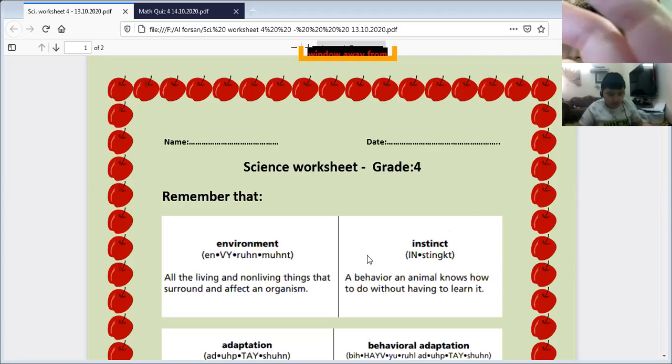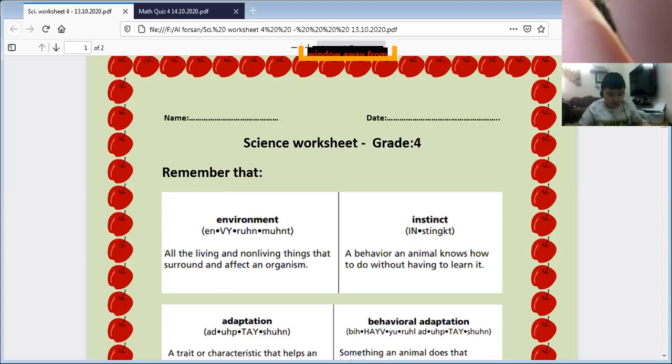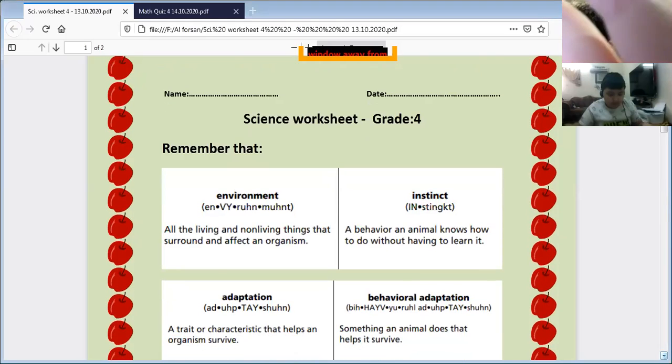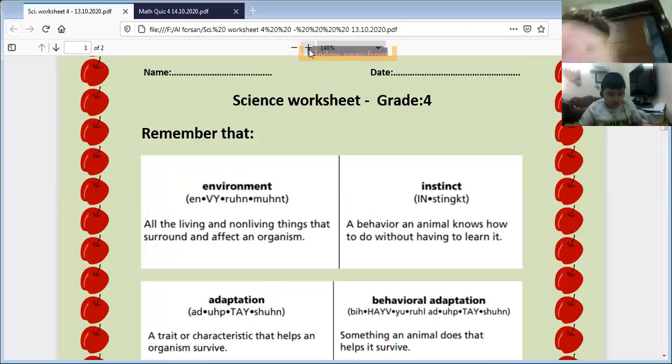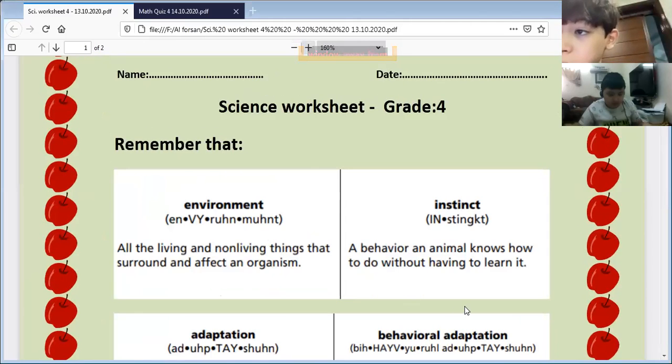Yes? Would you please read the number 1? The first term here, environment. Is it clear? Yes. All the living and non-living things that surround and affect an organism. Can you explain it, please?